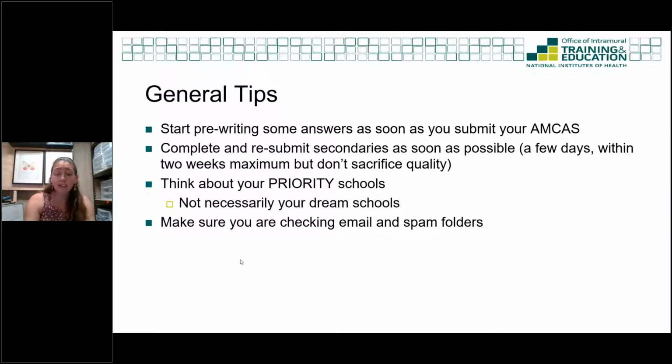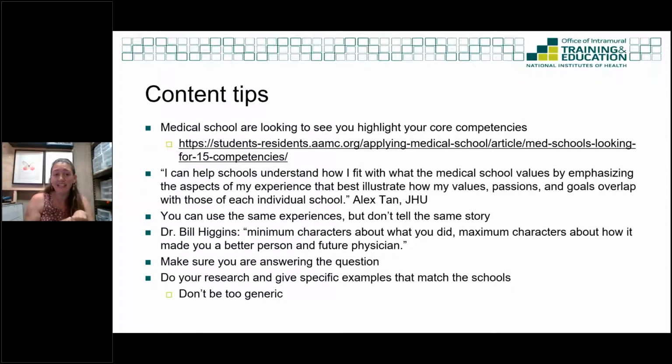On top of general tips, I also want to give you some general tips about the content of these secondaries. So medical schools are looking to see you highlight your core competencies. So I would encourage you to go back to this document that's on the AAMC site and take a look at that list of 15 core competencies and make sure that you are highlighting those things throughout your secondaries. So one way to think about this is that the secondaries are really a chance for you to help schools to understand how you fit within that medical school.